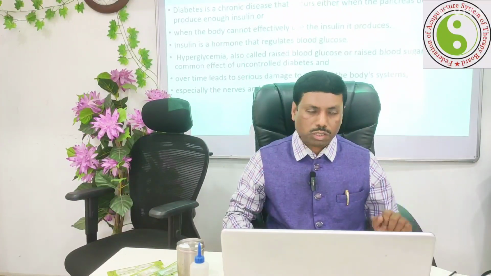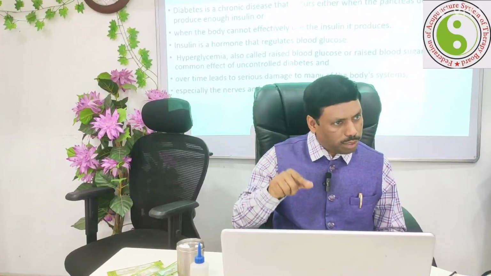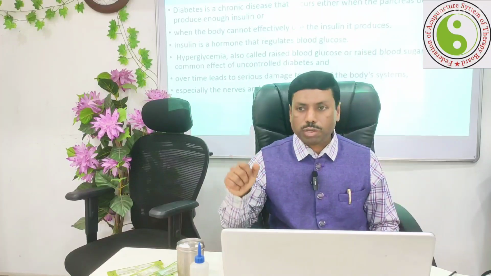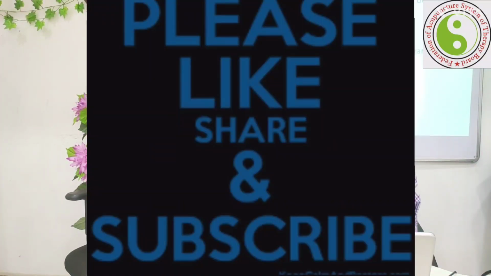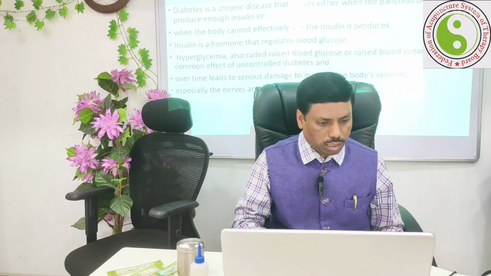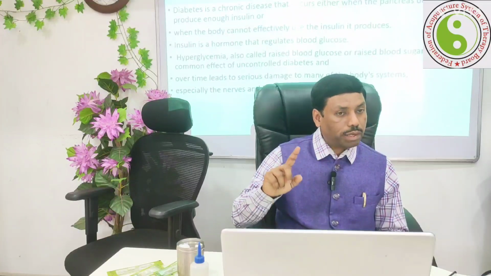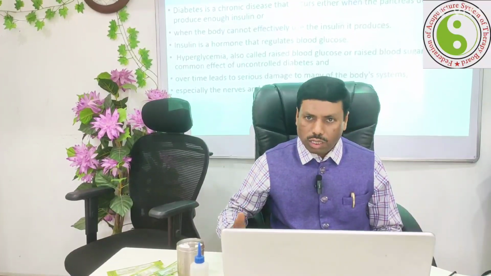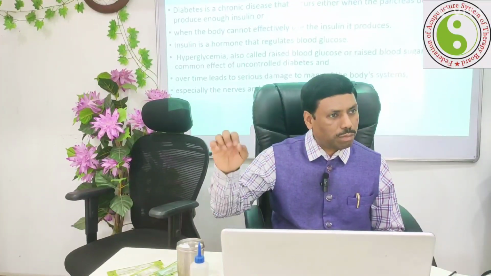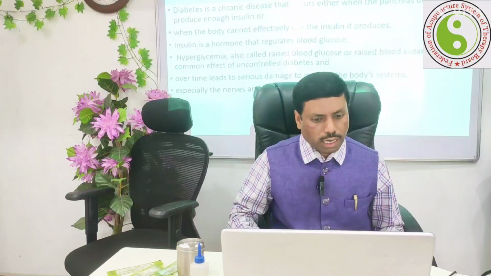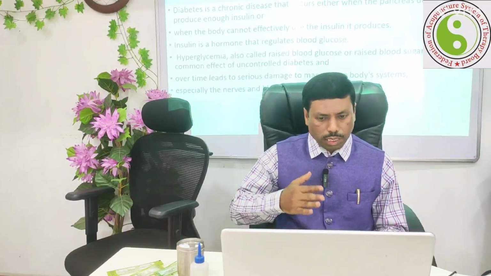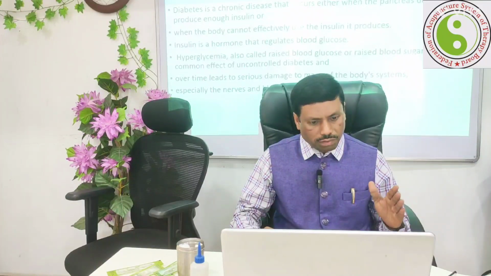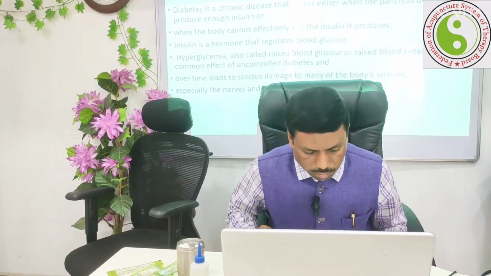Type 1 diabetes is known as insulin dependent diabetes mellitus, IDDM, which is considered insulin dependent. That is called type 1 diabetes mellitus. Otherwise you can write hyperglycemia. When the sugar level goes above 250, you can mention a hyperglycemia patient. It is also called a rise in the blood glucose, or a rise in the blood sugar, and is the common effect of uncontrolled diabetes.